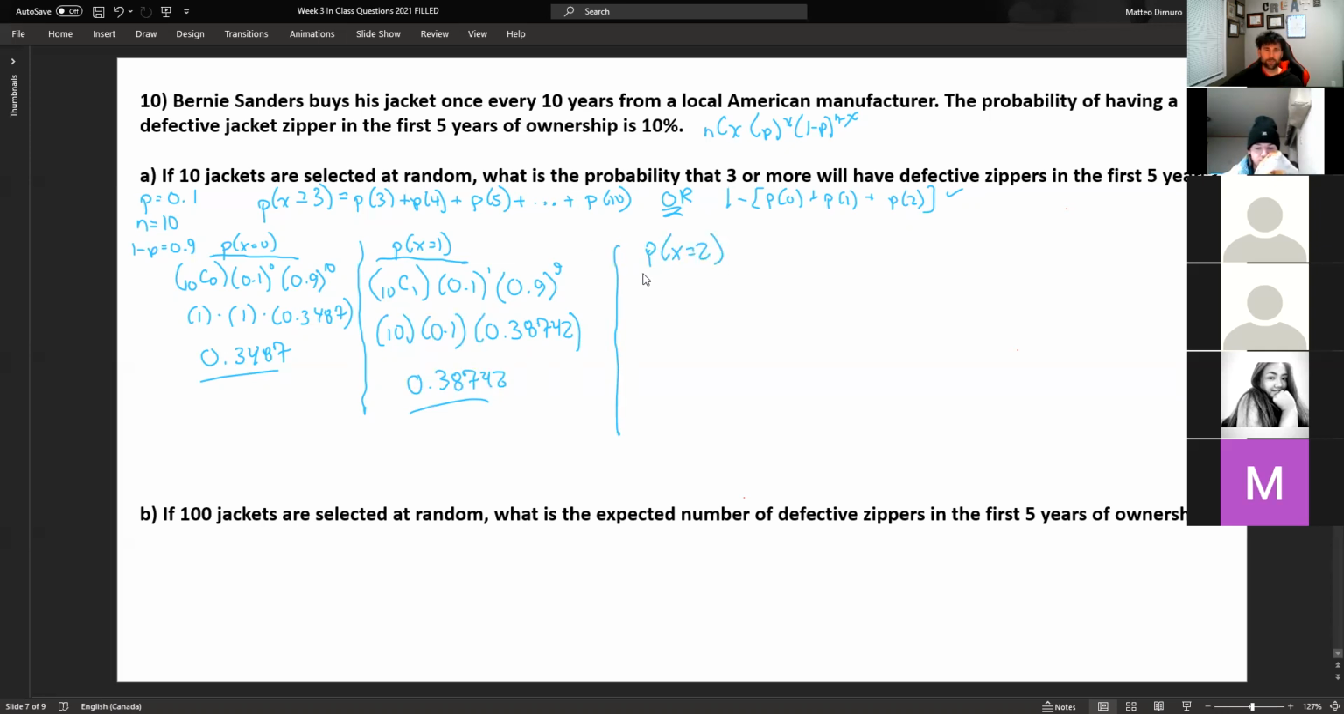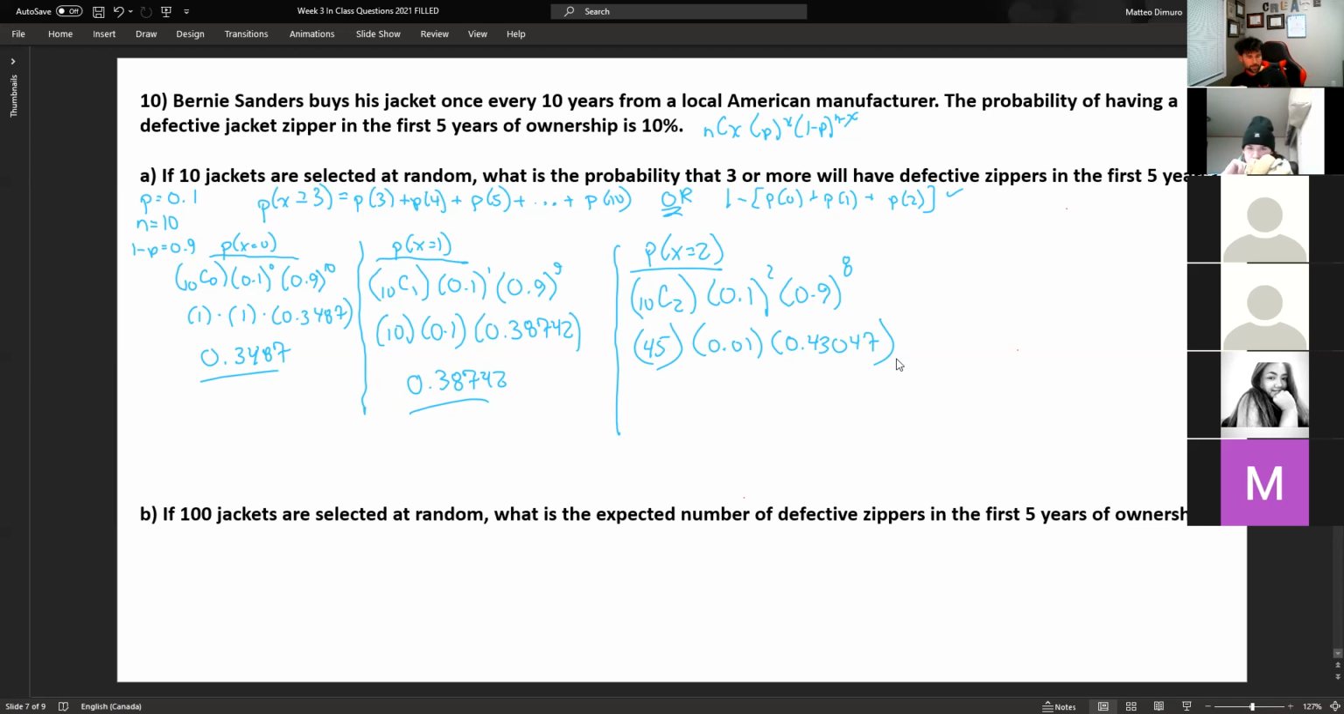Got to do x equals 2. So we go 10 choose 2, and then 0.1 raised to the power of 2, 0.9 raised to the n minus x. So 10 minus 2 is 8. Okay, so typing this all in your calculator, 10 choose 2 is going to be 45. And then 0.1 raised to the power of 2 is 0.01. And then 0.9 raised to the power of 8, 0.43047. There you go.